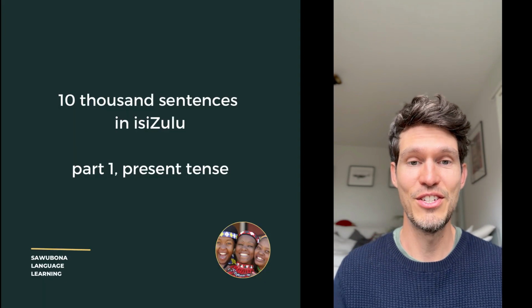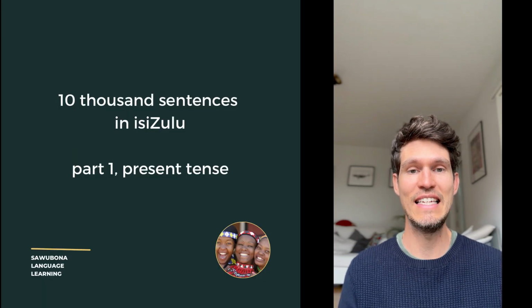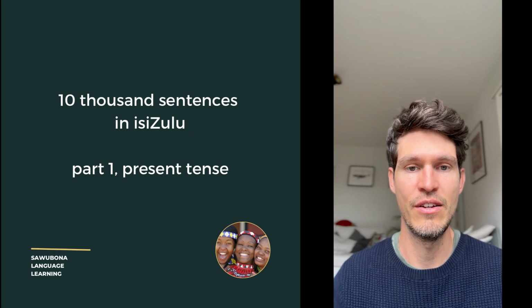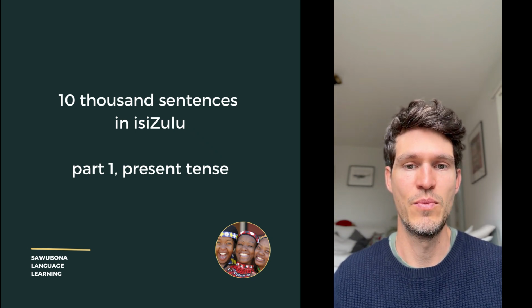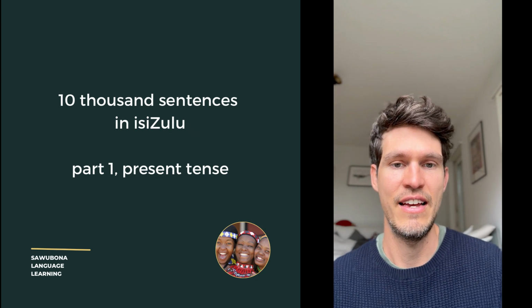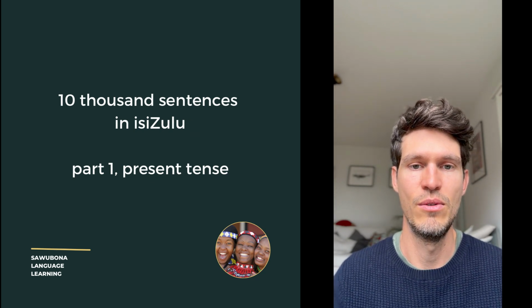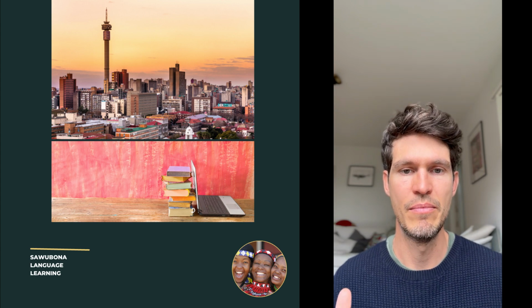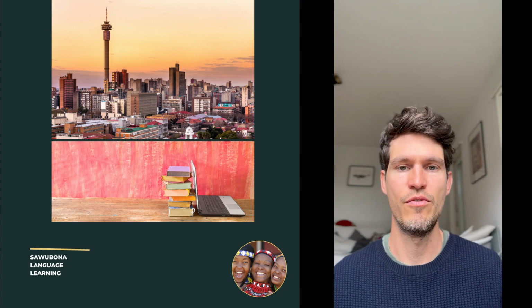Sanibonani. So today we're going to learn about 10,000 isiZulu sentences. In the first part, we will just learn about 3,000 because we're going to stick to the present tense, and in the second part of the series, you will learn the rest. I would say language learning can generally be split into these two fundamental parts.